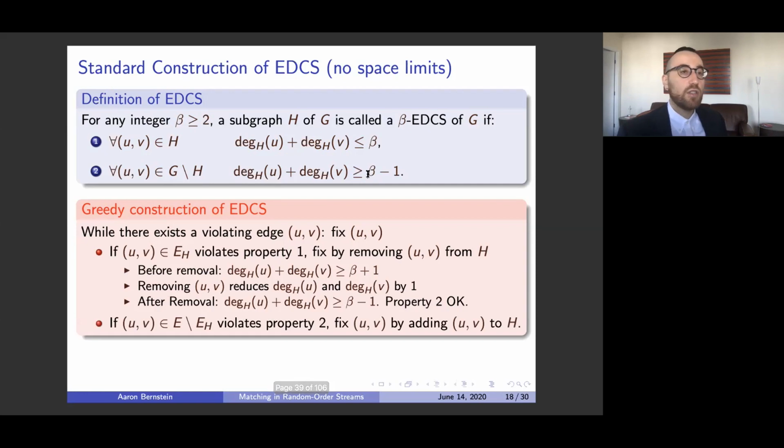Similarly, if you find an edge that's not in the subgraph, whose edge degree is too small, you can always fix it by just adding it to the subgraph. So that's the whole algorithm. You just keep going, and if you find an edge that violates, you just add it or remove it from the graph, and you keep going.